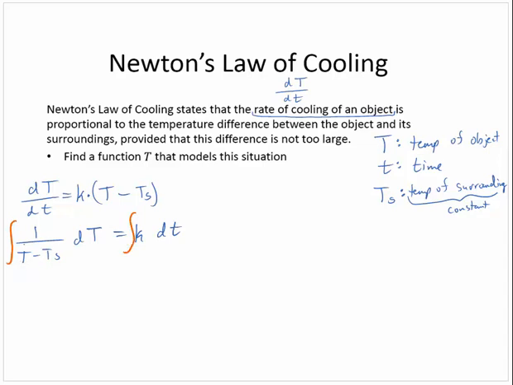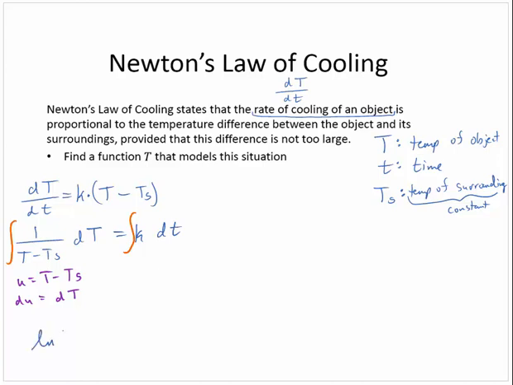Alright, so let's see. Temperature difference here, T minus T sub S. Now remember, T sub S is a constant. So if I were to make a substitution here, if I let U equal T minus T sub S, then du is simply dt. And so this looks like a natural log. I have to be careful here: the temperature difference doesn't tell us whether it is positive or negative, so I do need the absolute value bars here.